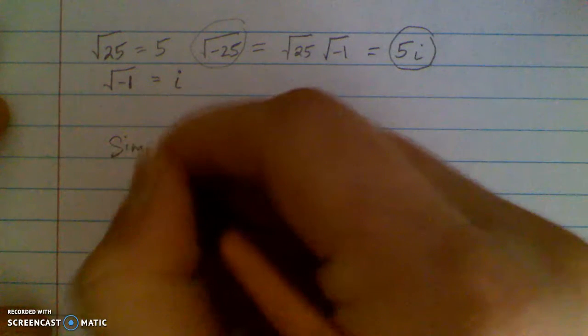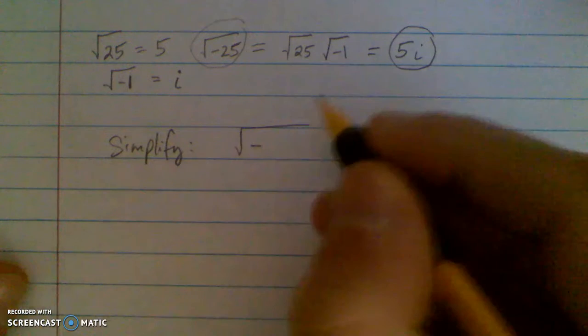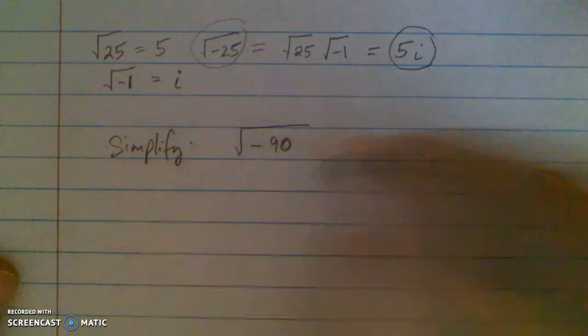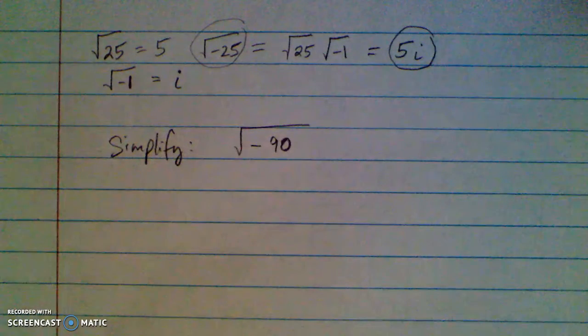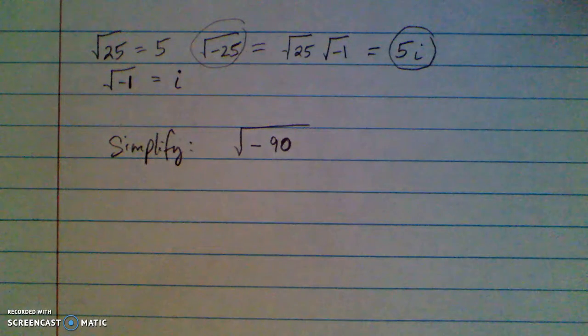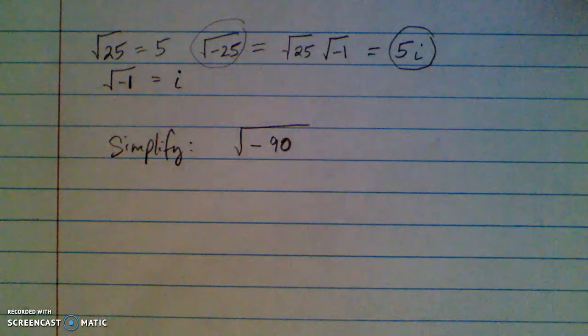Alright, so let's do this first. Simplify the, let's say, radical negative 90. So, in our process, or what is the process to simplify a radical? What do we need to do with the argument, the number inside the radical, first?